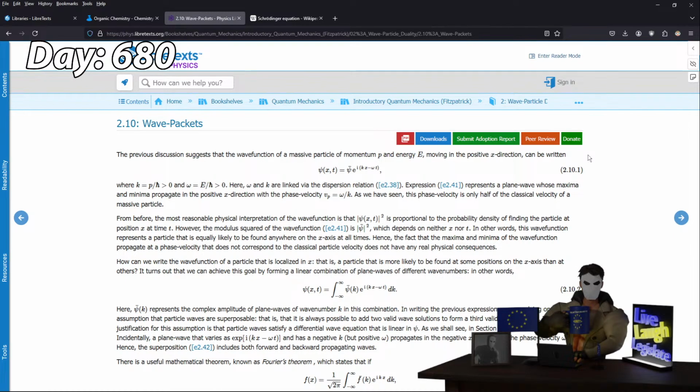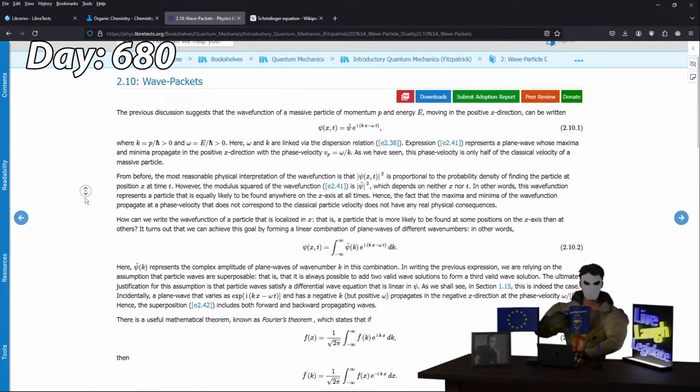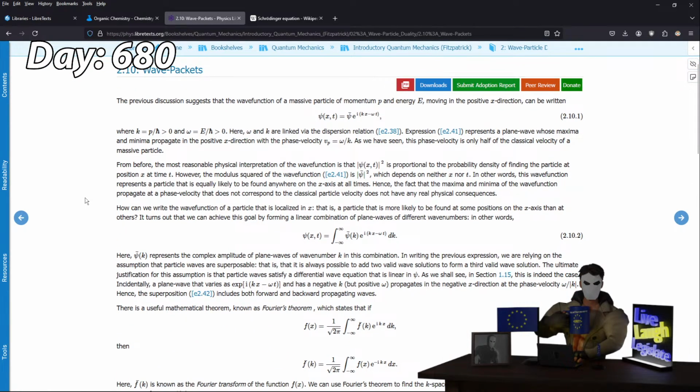I'll be here if you make it, don't worry, alright. The previous discussion suggests that the wave function of a massive particle of momentum p and energy E moving in the positive x direction can be written as this. Which is really simple, this is just a wave. That's the normalization factor if I remember correctly, where k is p divided by h bar and omega is E divided by h bar, both greater than 0, makes sense, obviously.